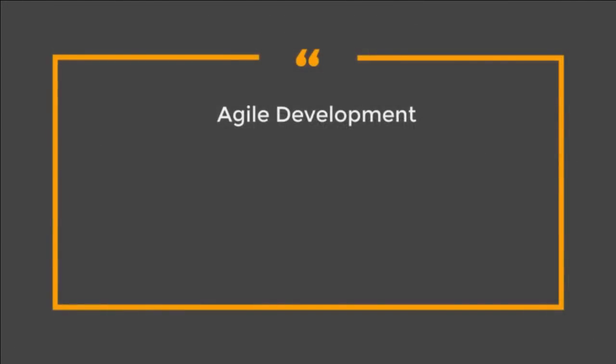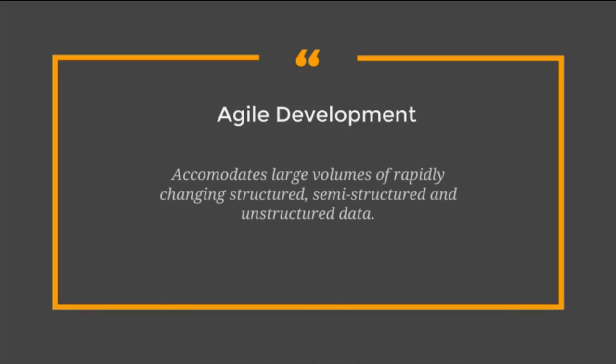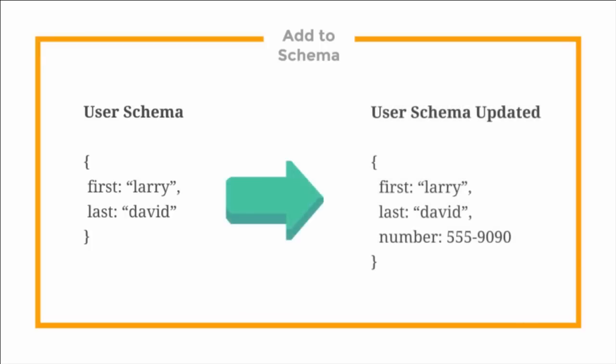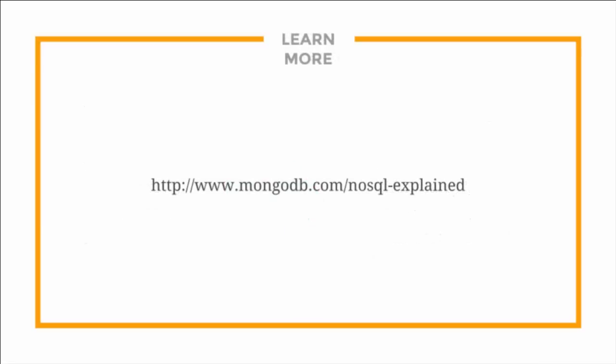Agile development is the ability to quickly iterate. Per the MongoDB website, the NoSQL database accommodates large volumes of rapidly changing structured, semi-structured, and unstructured data. And that basically means that you're able to add to your schema as needs change. An example of this is if you've already created a schema named user with a first and last name, and later you realize that you also want to add a phone number. Now you can simply update your schema to include this new key value. For more information on the differences between SQL and NoSQL databases, you can visit the link below.